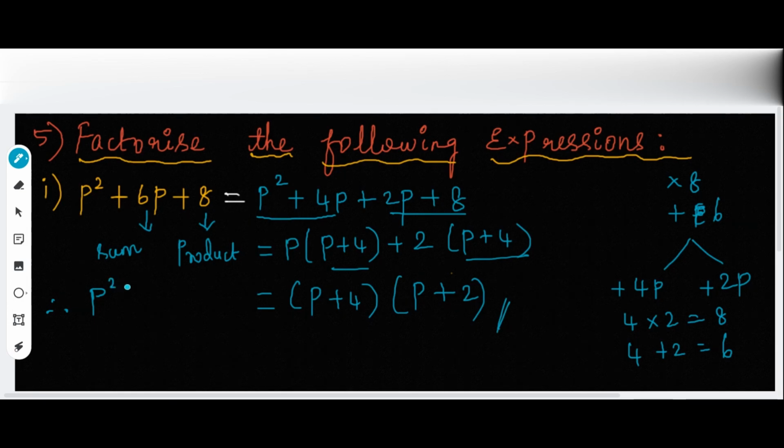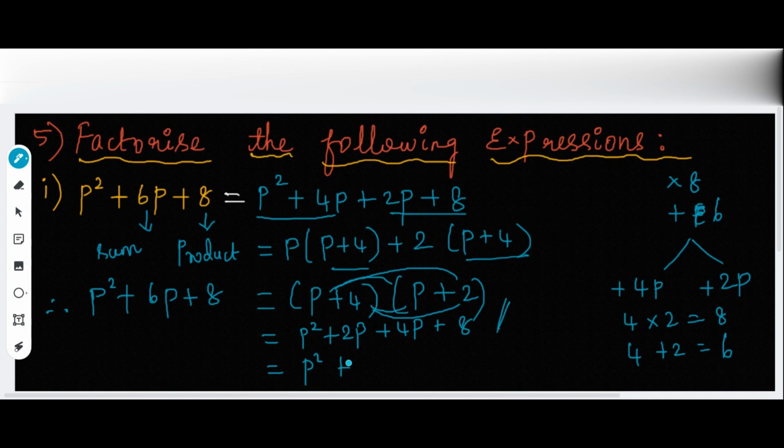If you multiply both these terms, you will get this expression. So that is the checking method. I will just multiply and show you. p into p is p square, p into 2 is 2p, then 4p, and 4 twos are 8. Again, p square plus 4p plus 2p is 6p, plus 8. You got the same question, right? Then only your factors will be correct. So this is the easy way to check your answer.